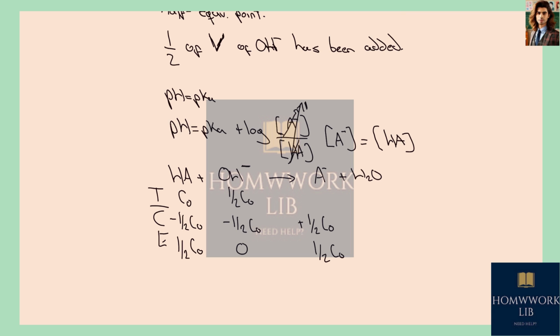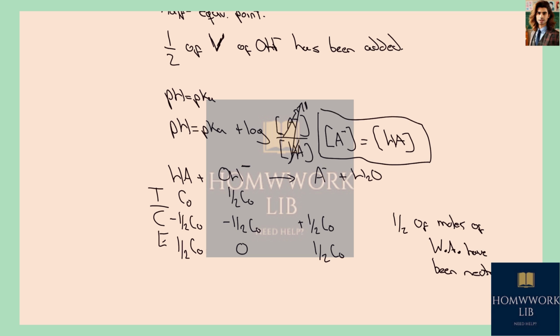Okay. So the next statement that is going to be true is statement number three. 1/2 of moles of weak acid have been neutralized. The next statement that is true is that the concentration of the weak acid and the conjugate base are going to be the same at the half equivalence point. So that would be statement number three.